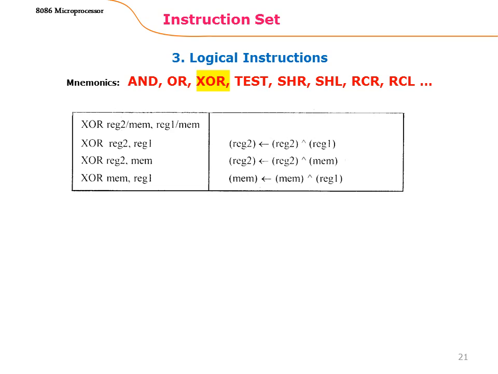XOR operation. If there is an odd number of ones, the output is set, and for an even number of ones, it is reset. It is also done between two operands. If the source is a register, destination is either register or a memory. If the source is immediate data, the destination may be register or a memory. If the source is a memory, destination must be register, and always the destination operand is modified with the result.